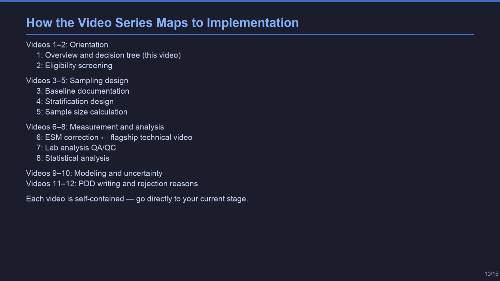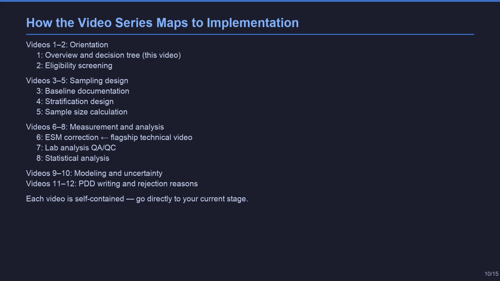This is video 1 of 12 in the VM0042 Toolkit tutorial series. Here's how the series maps to the implementation workflow. Videos 1 and 2 cover orientation. This video, plus eligibility screening. Videos 3 through 5 cover sampling design, baseline documentation, stratification, and sample size calculation.